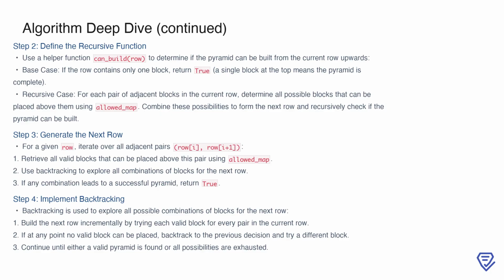The function operates with two cases. The base case checks if the row contains only one block. If so, the pyramid is complete, and we return true. The recursive case handles rows with more than one block.